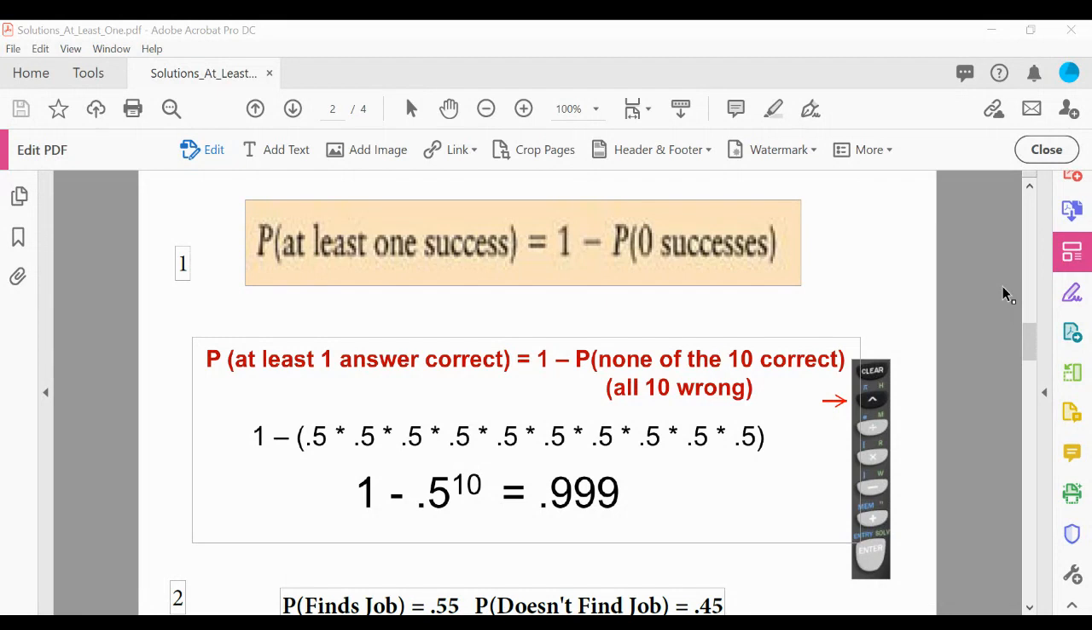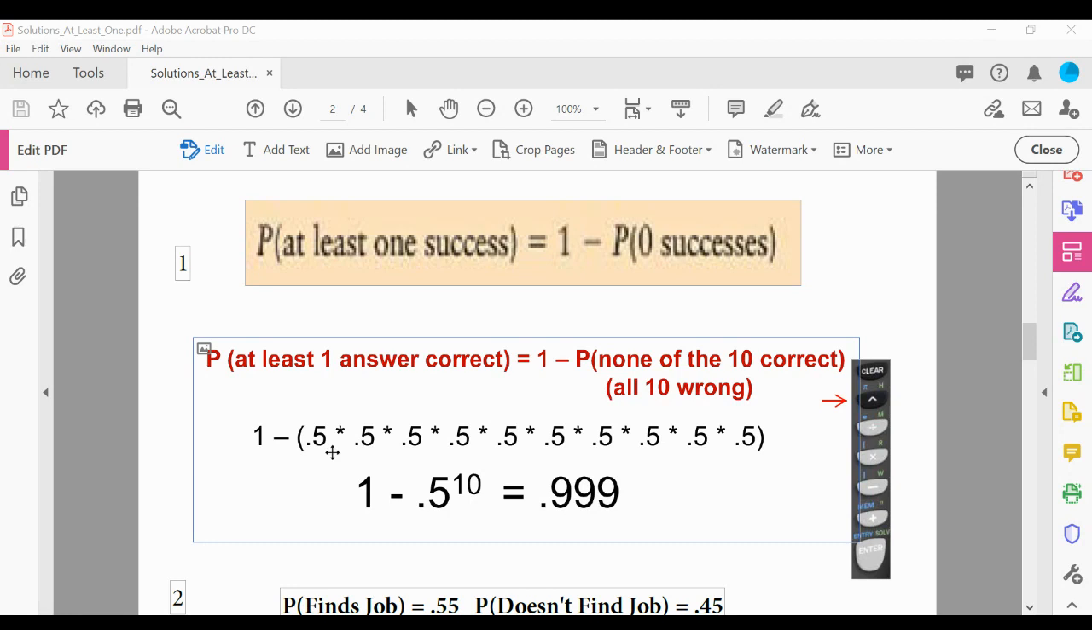So the probability of at least one answer correct is 1 minus the probability that none of the 10 were correct. What does none of the 10 correct imply? That all 10 were wrong. Probability of getting it right is 0.5. Probability of getting it wrong is 0.5. So the first one was wrong, and the second, which means we're multiplying, and the third was wrong, and the fourth, all the way out to the 10th one.